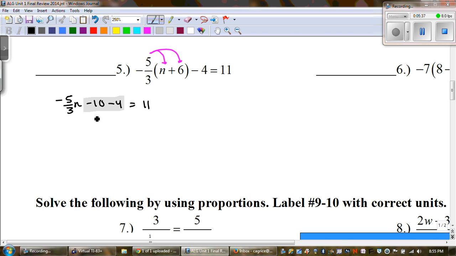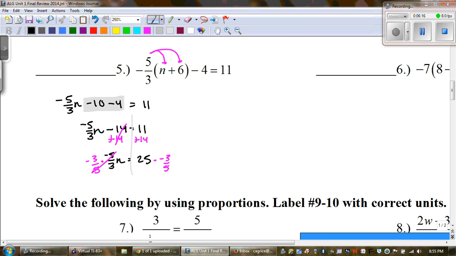We're going to combine our like terms right there. Negative 10 minus 4 gives us negative 14, equaling 11. There's that line right there, guys. So we're going to add to cancel subtraction. Negative 5 over 3 n equals 14 plus 11 is, let's actually make that look like a 2, 25. And then we've got a fraction. To get rid of the fraction, we multiply by the reciprocal.